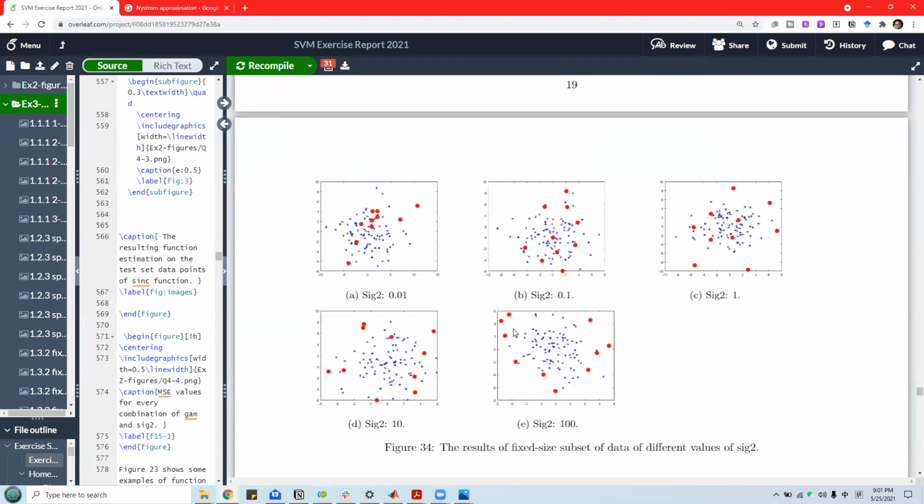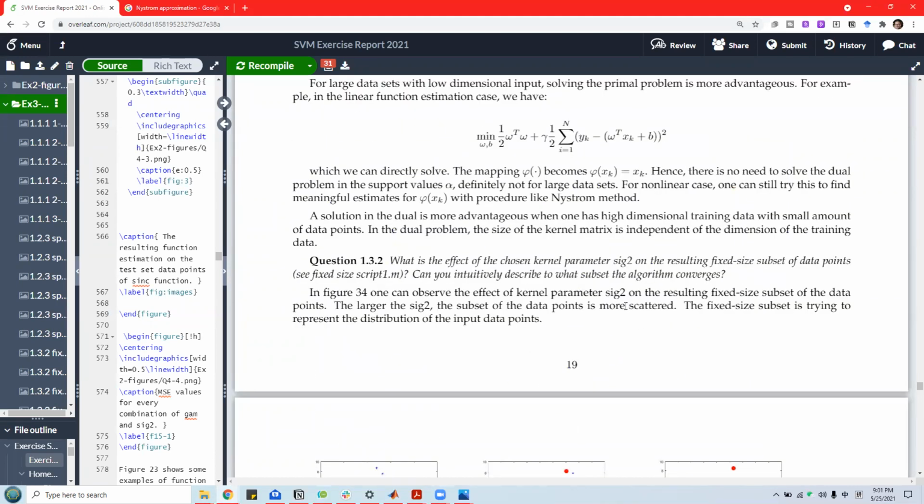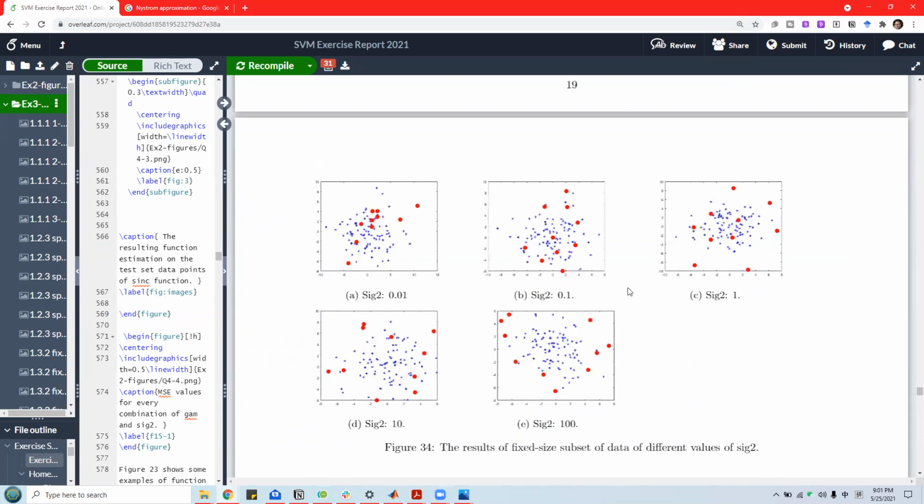As you can see, the more sigma you have, the more the subset changes. If sigma is small, the points are actually closer to each other, and if you have a big one, like 10 or 100, then they are not really so close to the standard Gaussian distribution from before. So again, you need to carefully choose the sigma parameter.